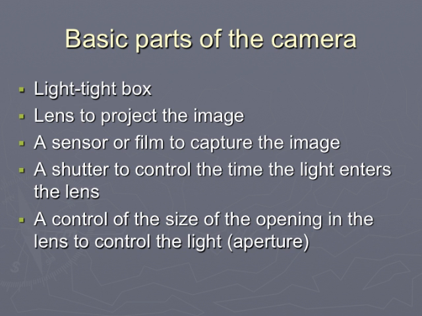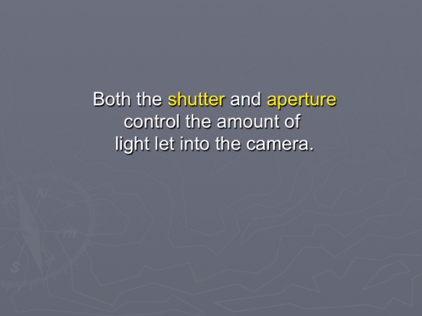Then we had two controls for how much light gets through to that sensor. One of them is the shutter, which basically opens and closes, kind of like a valve controlling the amount of light that enters through the lens to get to the sensor. The other control is the aperture, which is kind of like the size of the pipe. If you're trying to pump water through a garden hose, only a certain amount of water can pass through because of its size. But if you're using a fire hose, you can let a whole lot more water through in the same amount of time because it's a lot larger.